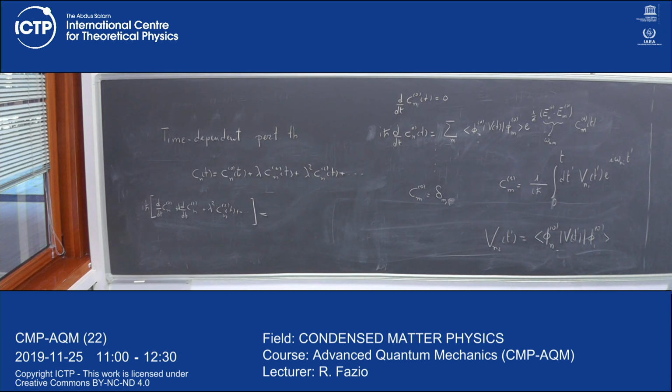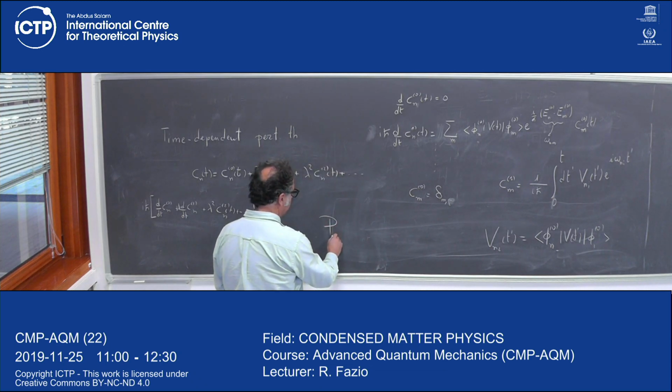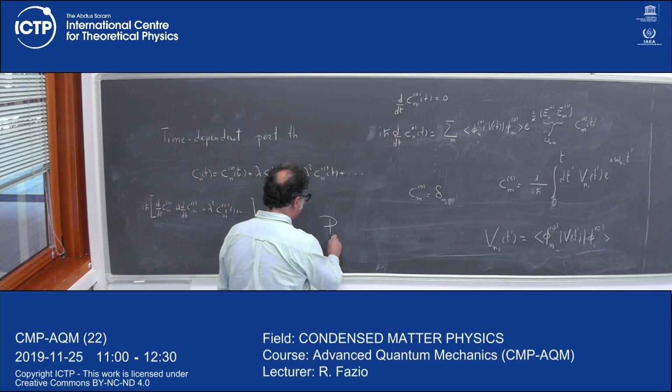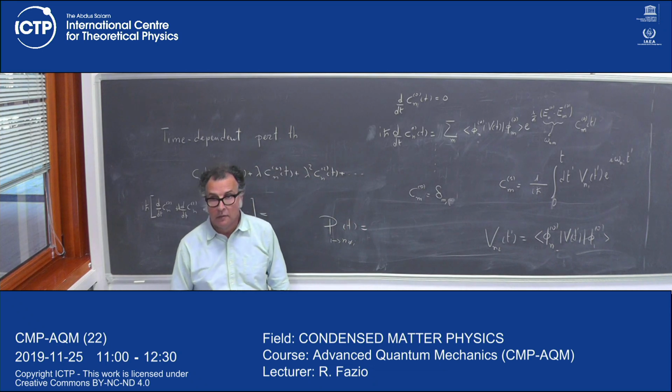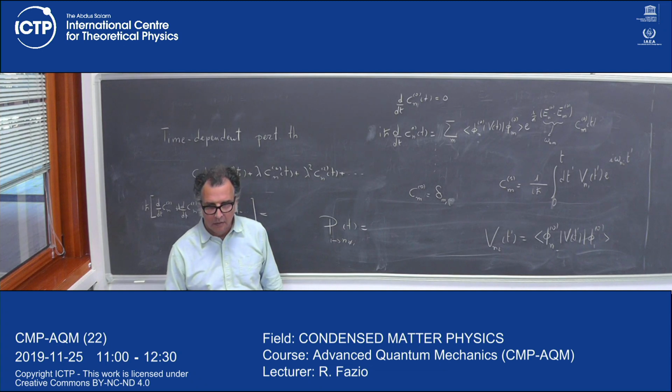Now, what is the probability that I go to the states n different from i? My question is that I would like to know what is the probability of being in n, if I go from i to n different from i at time t. In terms of C coefficients or weight functions, whatever you want. It should be the square. I just want to know the formula.